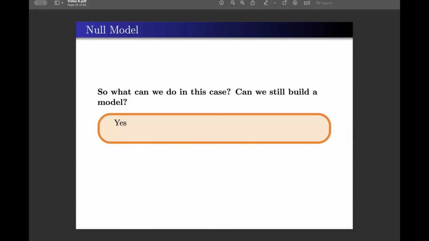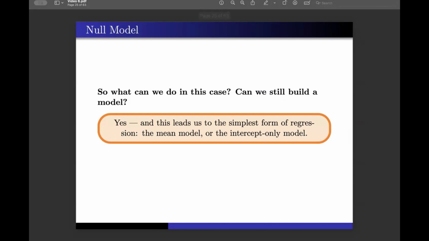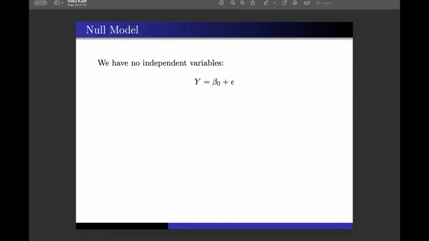The answer is yes. And this leads us to the simplest form of regression model, also known as the mean model or the intercept-only model. So this mean model or the intercept-only model are other names for the null model, which is when you do not have any independent variable present in your data set. So the only thing you have is one variable, which is the dependent variable. We have no independent variables present in the model.